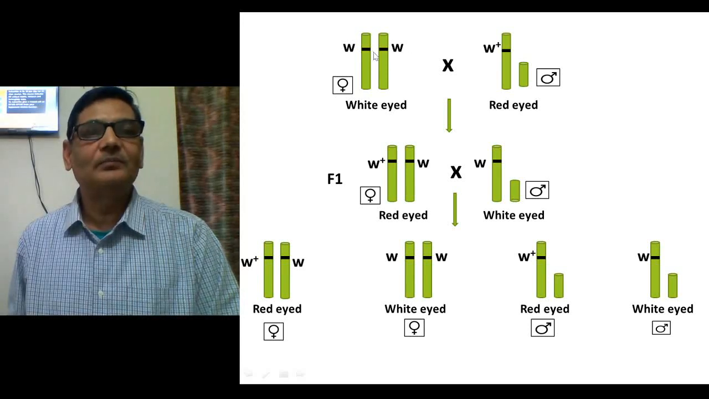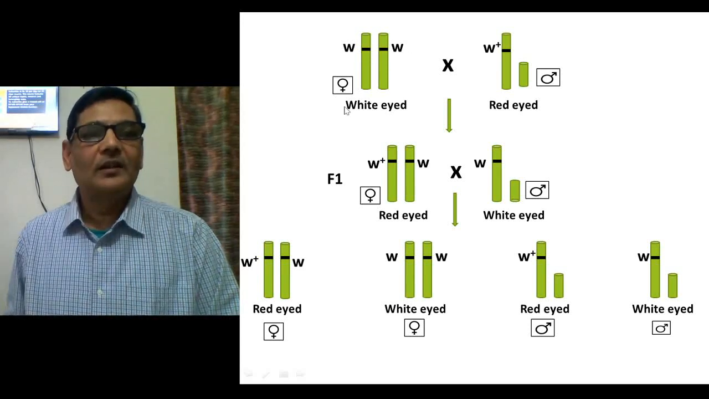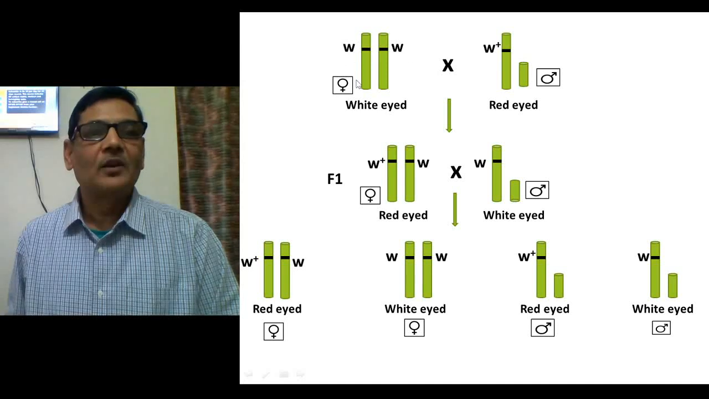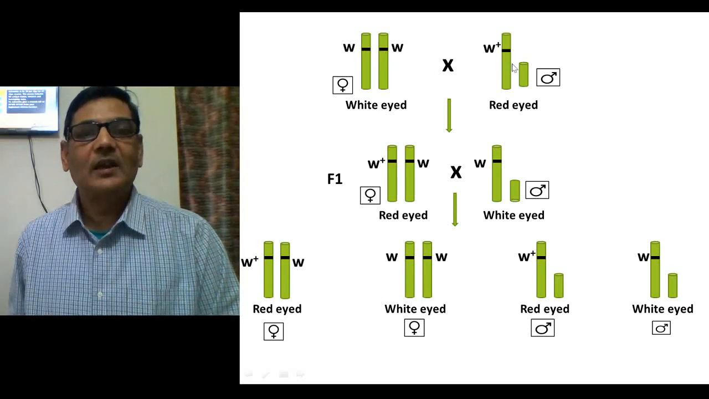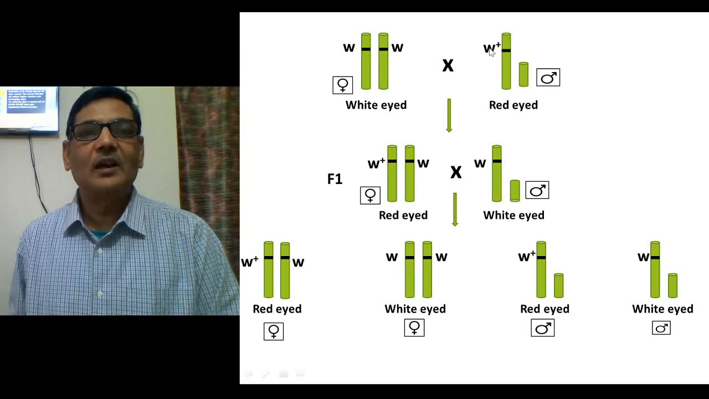Here in this diagram, see, there is a female. She will have 2 X chromosomes. A male will have one X chromosome and the other a Y chromosome. In the case of the female, since she is white-eyed, the recessive allele will be present on both the X chromosomes, so WW alleles are shown. In the case of the male, since he is red-eyed, the W plus allele is shown, because this is a dominant allele, so it will be expressed here. Now, in the next generation, what will happen?